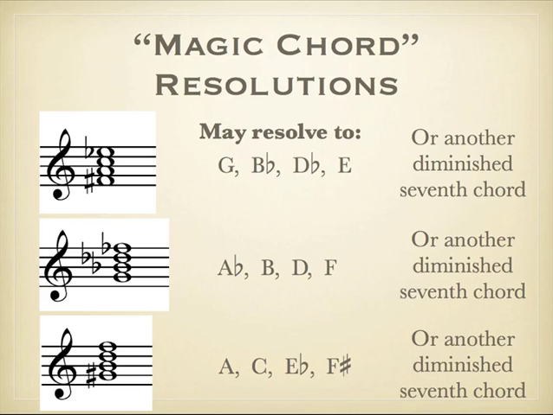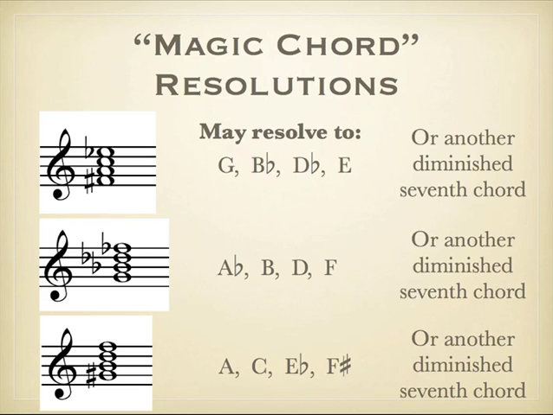So in this first example with an F sharp diminished seventh, if F sharp is the root, the chord will resolve to a G chord. F sharp will go up to a G. If A is the root, then it'll resolve up a half step to a B flat chord. If C is the root, it'll go up a half step to D flat chord. And if E flat, which would be rewritten as D sharp, is the root, it would go up a half step to E natural.